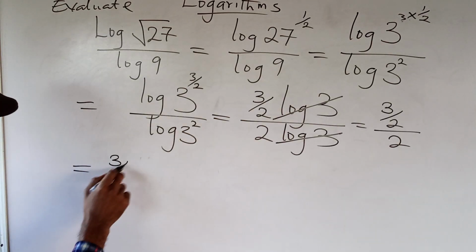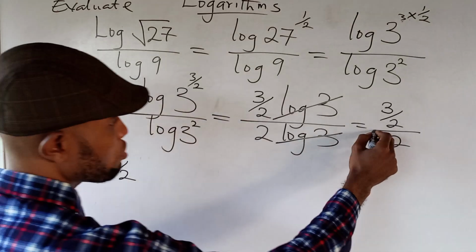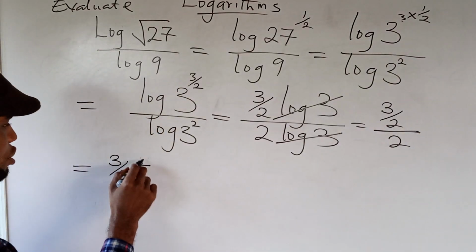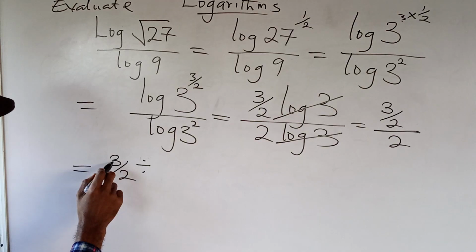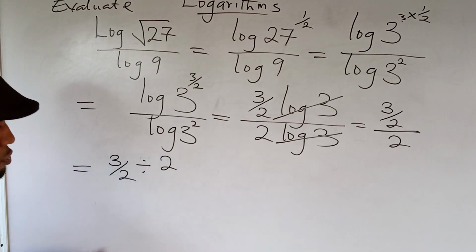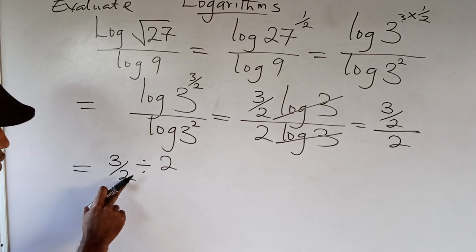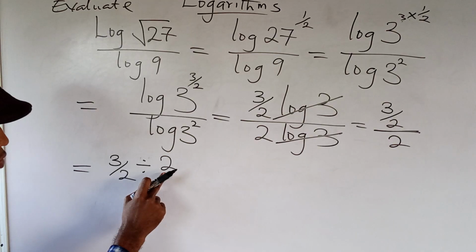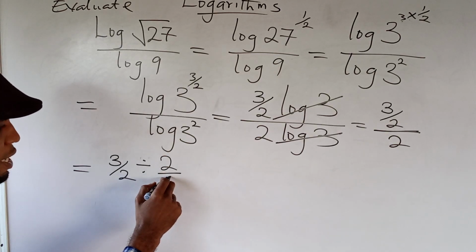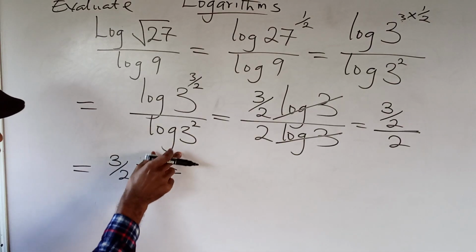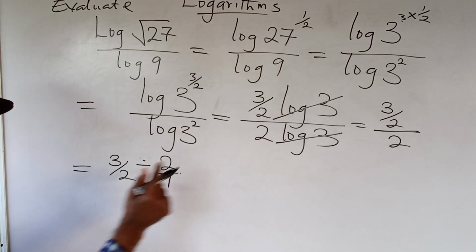So that will be 3 over 2. Now instead of writing over, which means division, I will just write it like this for your understanding. So that will be 3 over 2 divided by 2. Now this 2 does not have a denominator. When you see a whole number like this that does not have a denominator, you can divide it by 1, so that it will be fraction divided by fraction.